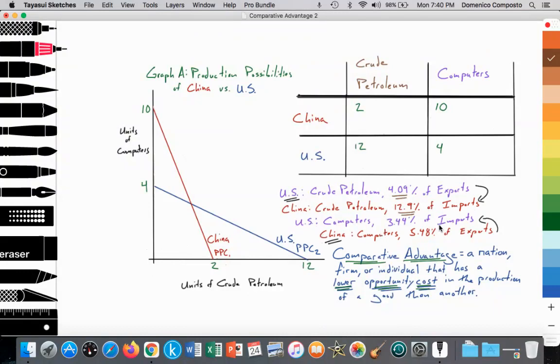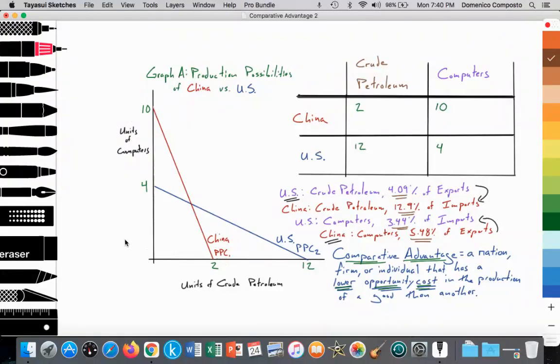With the US, in terms of imports, 3.44% of their total imports are computers. And in looking at China and their exports, about 5.48% of their exports are computers. We can assume that a portion of those exports are going to the United States, which is significantly importing a large quantity of computers. So we're going to use crude petroleum versus computers as our example. Obviously, here we have the data to show which country has the lower opportunity cost, but on a paper 3, you'd have to demonstrate it.